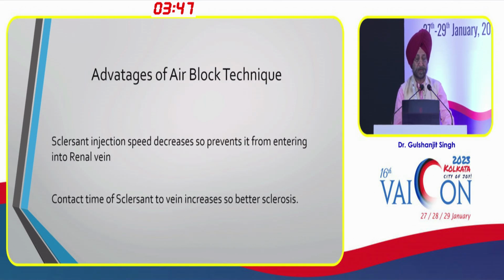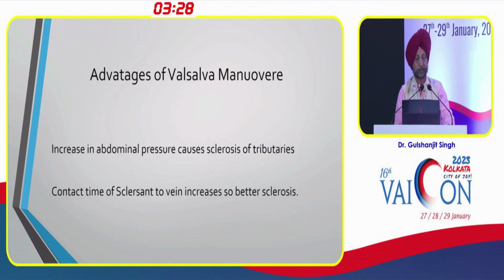The advantage of the air block technique is that the sclerosant injection speed decreases and it prevents the sclerosant from entering into the renal vein or IVC on the right side. And the contact time of the sclerosant to the vein increases, so there is better sclerosis. The advantage of the Valsalva maneuver is that it increases abdominal pressure, and this increase in pressure causes sclerosis of the tributaries of the gonadal veins, and the contact time of the sclerosant to the vein increases, so better sclerosis.